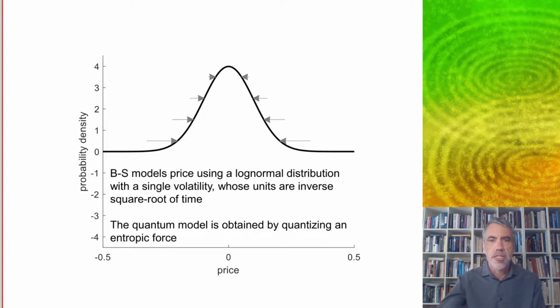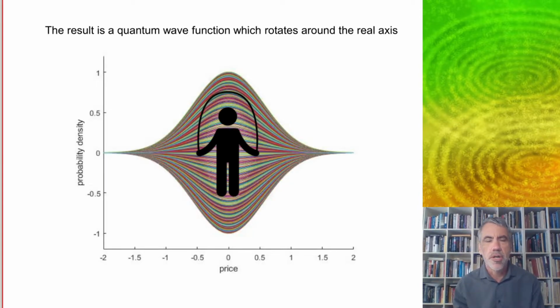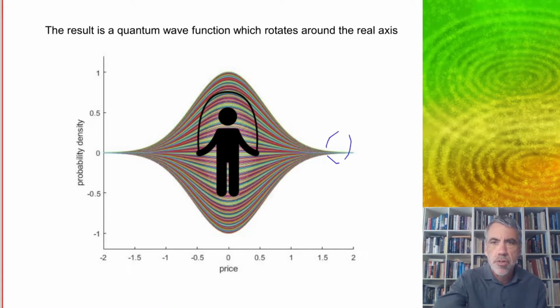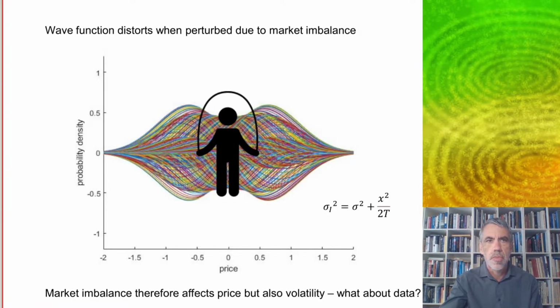The quantum model, in contrast, is obtained by quantizing an entropic force, shown by these arrows here. And as we've seen, the result is a quantum wave function which rotates around the real axis. And this wave function distorts when it's perturbed due to market imbalance. So if there's a large order, this will increase this rotation, which will displace the price, but it will also have an effect on the volatility. It adds a term where x here is the log price change and t is the time period over which the imbalance occurs. So this market imbalance affects price, but also volatility.